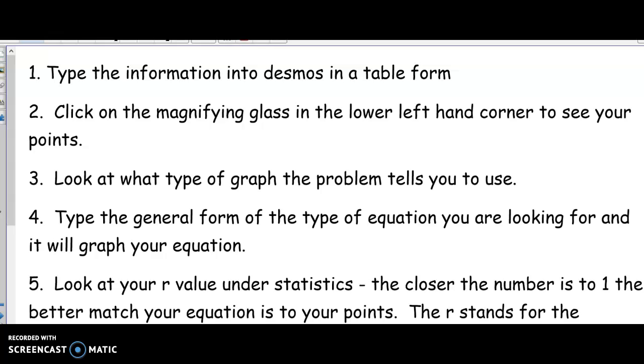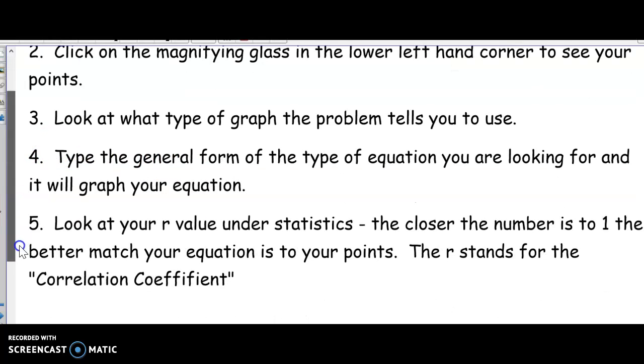Make sure that you type your information in Desmos in a table form. Click on your magnifying glass, lower left-hand corner, so you can see your points. Look to see what type of graph the problem tells you to use. In this case, it was linear. Type in the general format for what you're looking for, and we'll talk about those in just a second.